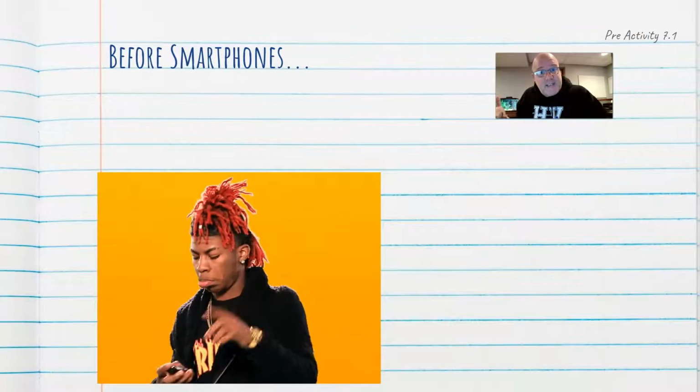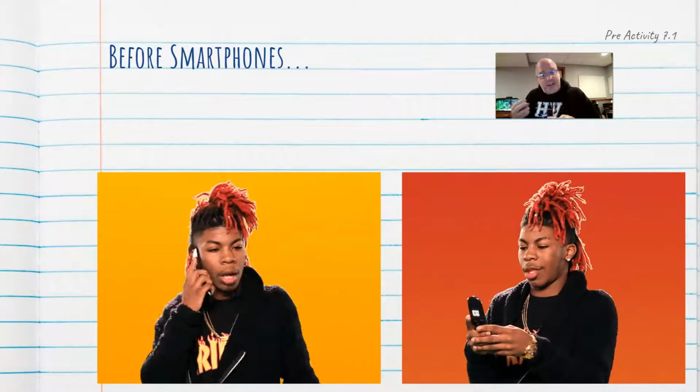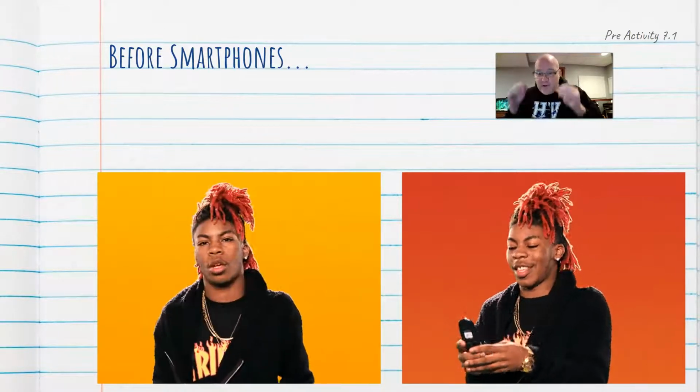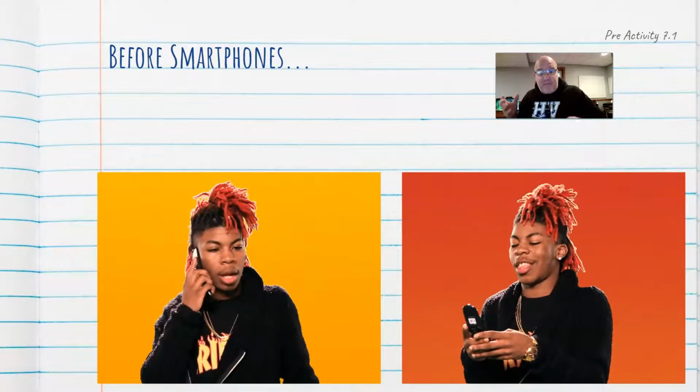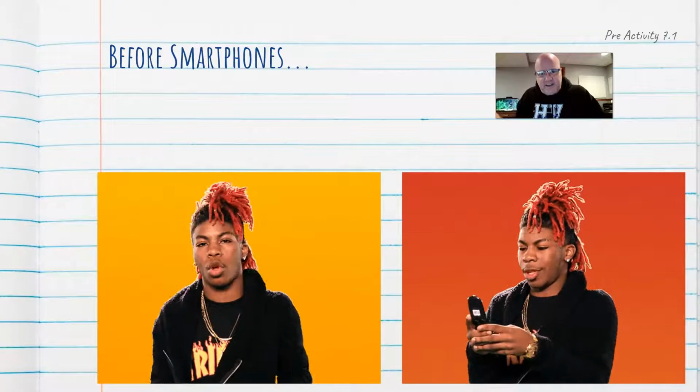You could also text on these flip phones, and that was a new thing back then. Being able to communicate through a text was a huge step in the right direction. But to text on a flip phone was much more difficult than it is to text on a phone today.